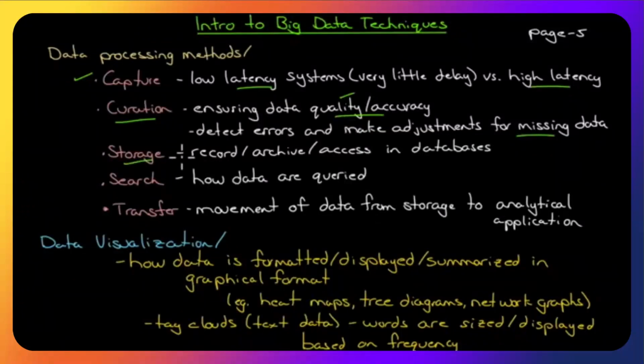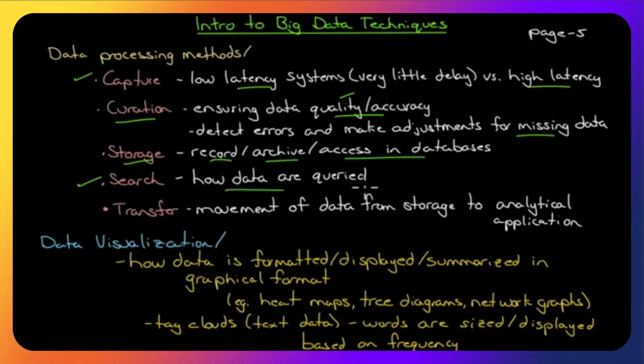How are you going to store that data? Remember, we talked about non-traditional data in the form of text or images or video. Well, how are you going to store that data that is then searchable, right? Record, archive, and access the data in a database. Remember, at the beginning of this, I said that you can have unstructured data, but to work with it, all unstructured data must at some point have some structure.